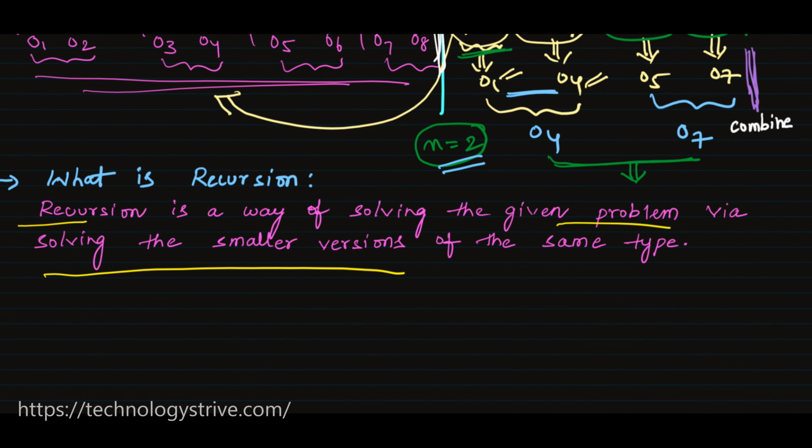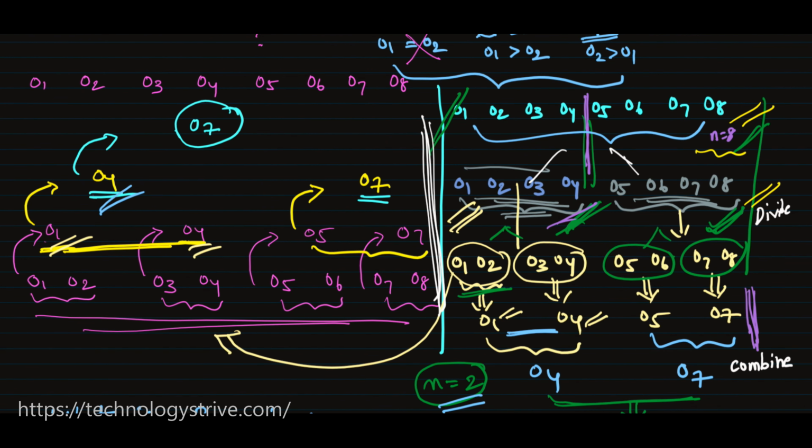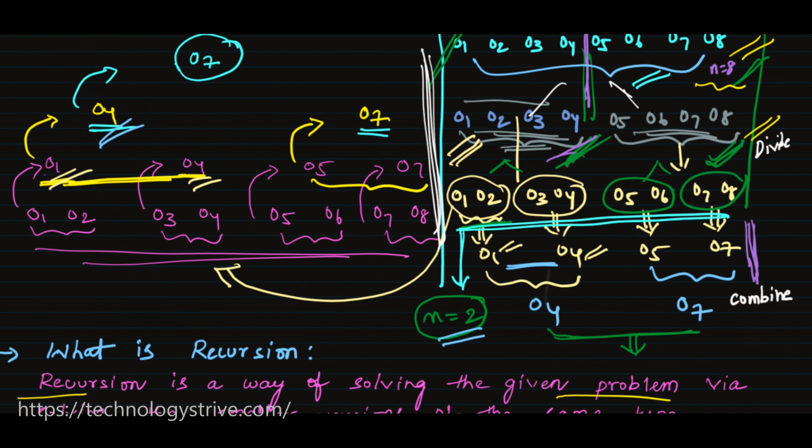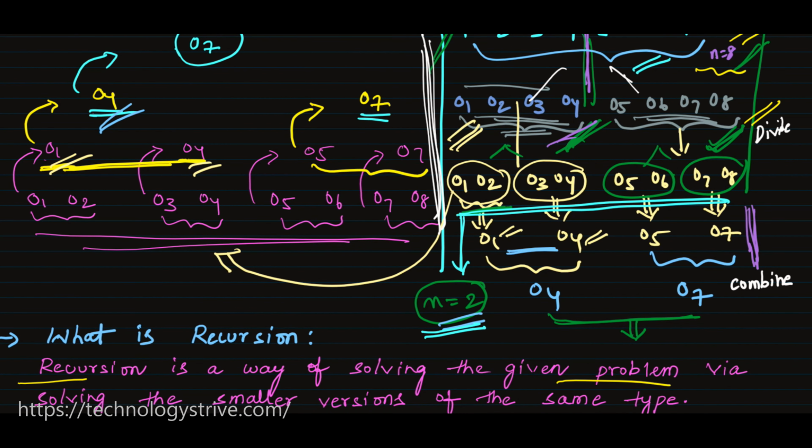Whenever we are applying the recursion algorithm, we need to make sure how to divide the given problem into subproblems. That is the recursion relation. And when do we need to stop the dividing process? At this point we are stopping the dividing process, that is, when n equal to 2. This is called the base case.